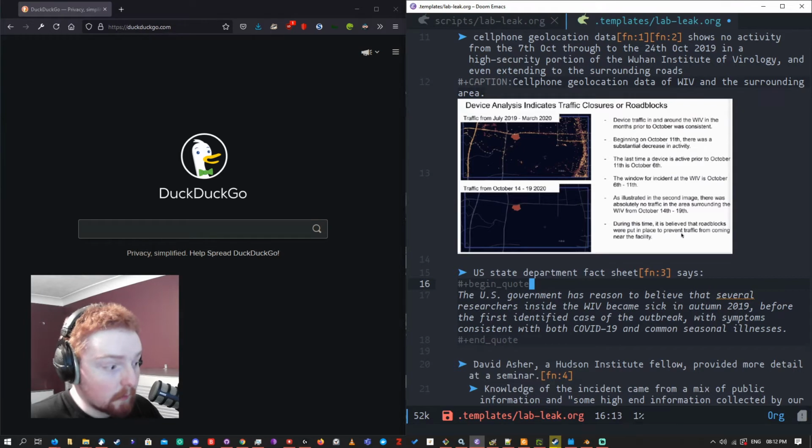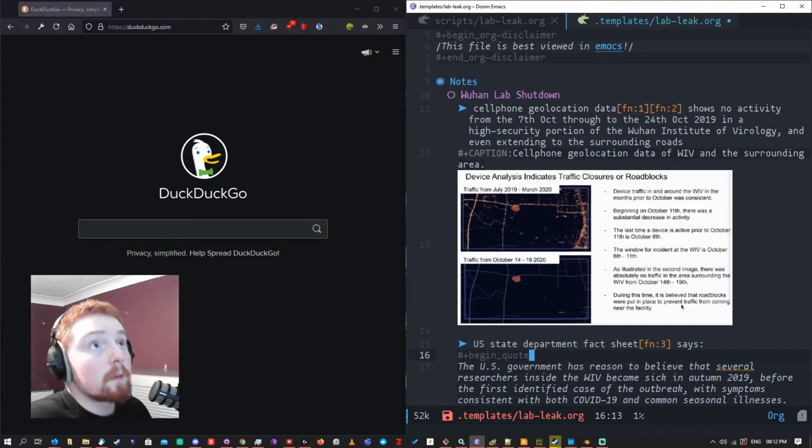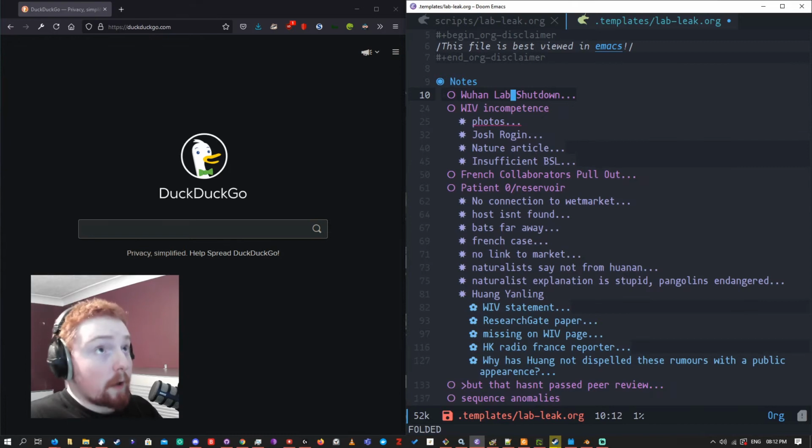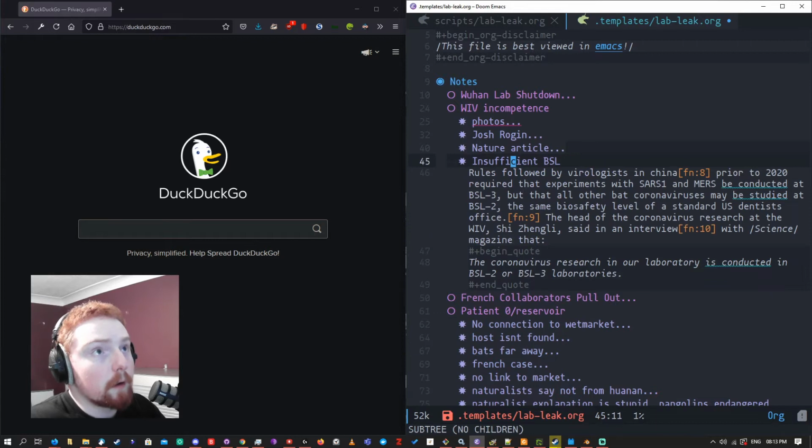I'm sorry, did you say BSL-2? Yeah. I'd like to see a source for that, because Wikipedia says it's BSL-4. No, they have a BSL-4 lab, but they conduct a lot of their research elsewhere. Shi Zheng-li herself said they conduct their coronavirus research at BSL-2 or BSL-3. I can get that up. Insufficient BSL here, yes.